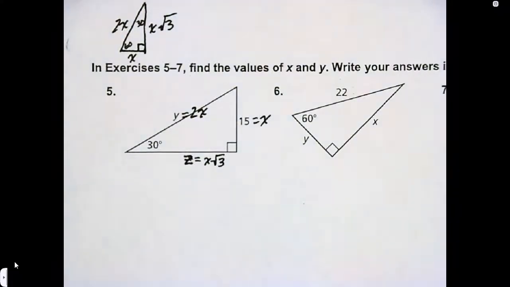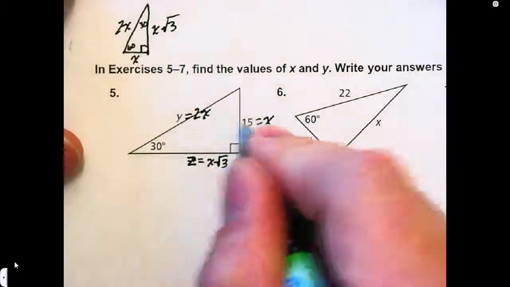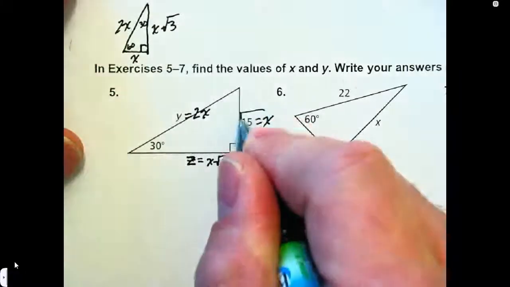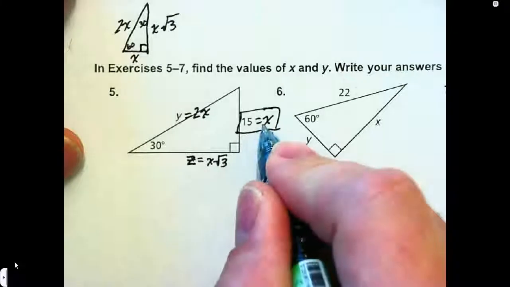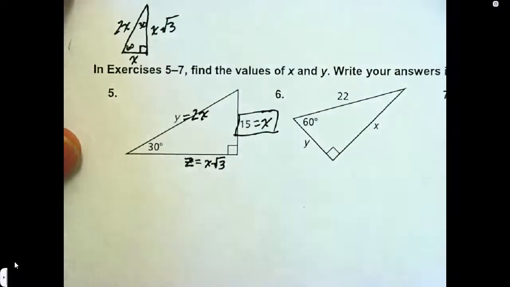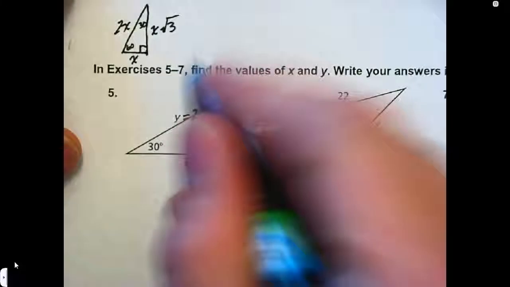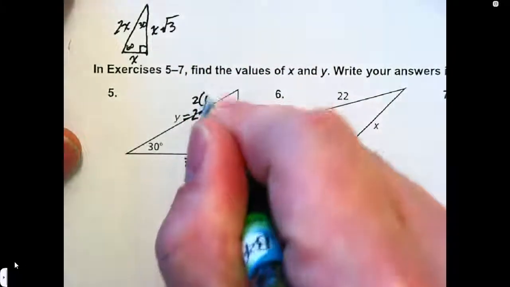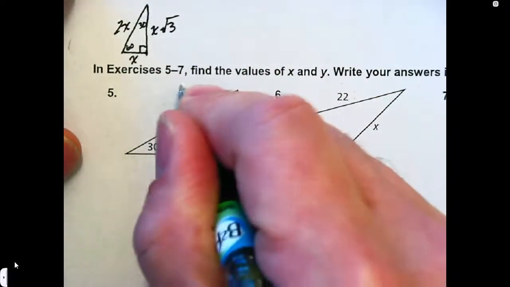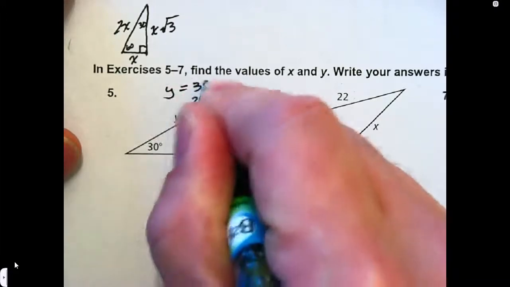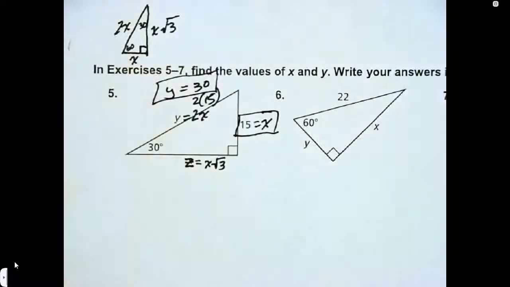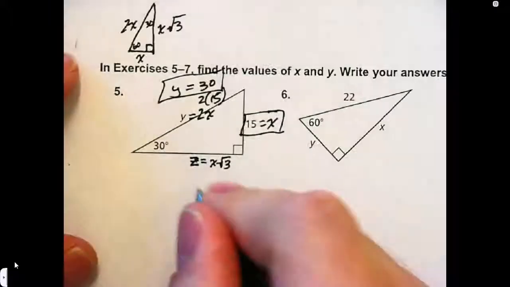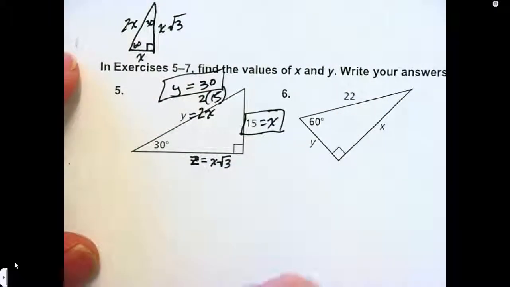X equals 15. Well done. If x equals 15, now that's not the value of x they gave us, right? It just means that's 15. What does y equal? Y equals 30. 2 times 15. So y equals 30. Well done. And that means z equals, yes, Carlo? 15 root 3, even in radical form.